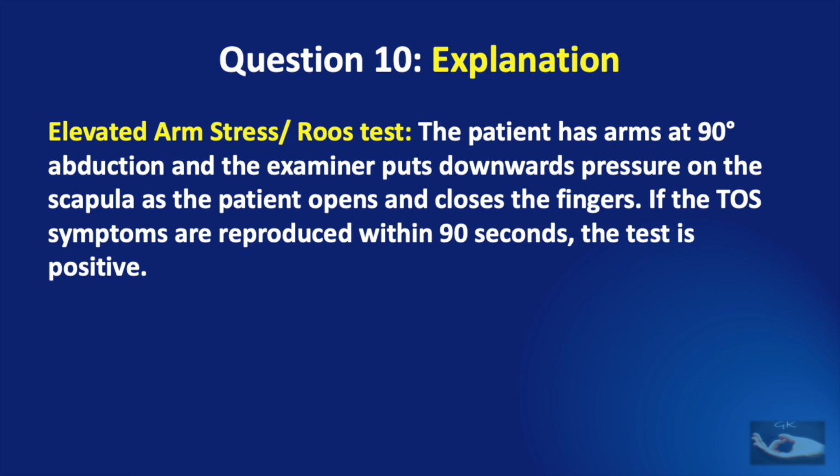Allen. In the Roos test or the elevated arm stress test, the patient has the arms at 90-degree abduction and the examiner puts downwards pressure on the scapula as the patient opens and closes the fingers. If the thoracic outlet syndrome symptoms are reproduced within 90 seconds, the test is positive.